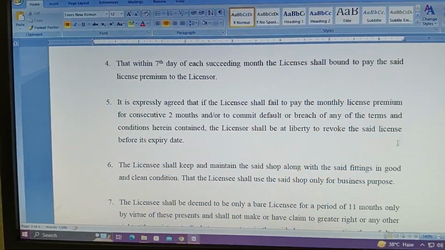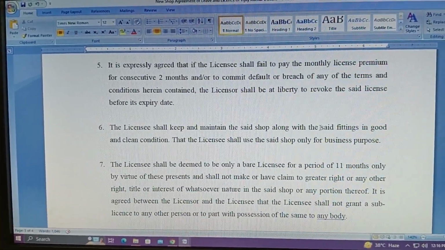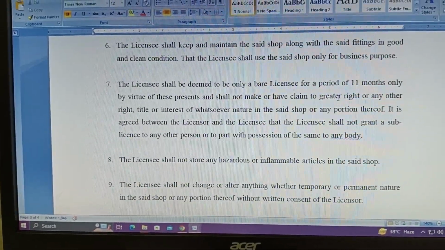The advance money is taken because if the licensee or the other party fails to give one month's or two months' rent, then the money is cut off from the advance money. And after 11 months, the condition of the agreement is that the advance money should be refunded to the licensee. Here are some terms and conditions which are the same in every agreement, as you can see.